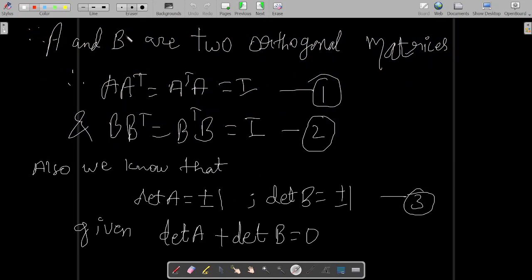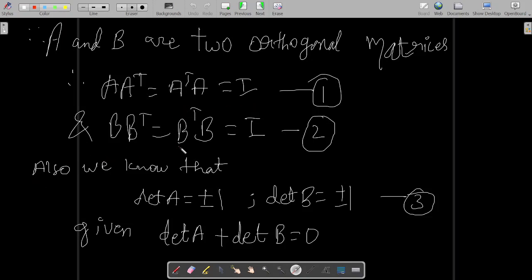Therefore, since A and B are two orthogonal matrices, by definition of orthogonal matrices, what is the definition? If you have watched the previous classes, then you must know this: orthogonal matrices are such matrices which satisfy this condition, that A transpose A equal to A A transpose equal to identity matrix. Similarly, B is also orthogonal, so the pre product and post product of B transpose with B both yield I. So these are your equation numbers 1 and 2 from the definition of orthogonal matrices.